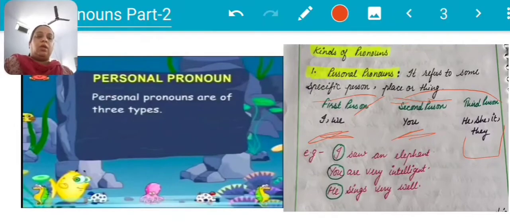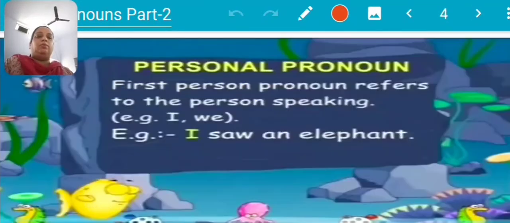For example, I saw an elephant. So, here I is a personal pronoun. You are intelligent. Here you is a pronoun of personal kind. And he sings very well. So, here in this sentence he is personal pronoun.